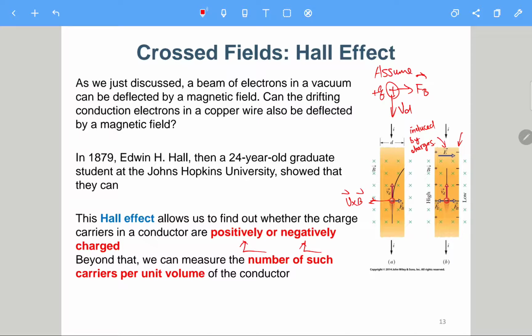But actually, we can really measure that the electric potential on this side is higher, and on this side is lower. However, if it is a positive charge, this charge will go to the right side. It should be the other way around. In this case, it is not possible that the majority of the moving charge is positive. It must be negative charge for the majority of the moving charge.